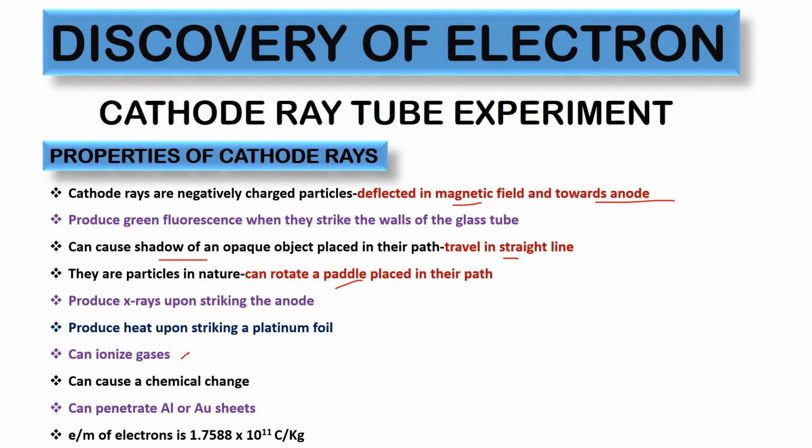The charge to mass ratio of electrons was later calculated by J.J. Thomson to be 1.75 × 10^11 coulomb per kilogram. We'll discuss in the next lecture how J.J. Thomson was able to calculate the charge to mass ratio of electrons.